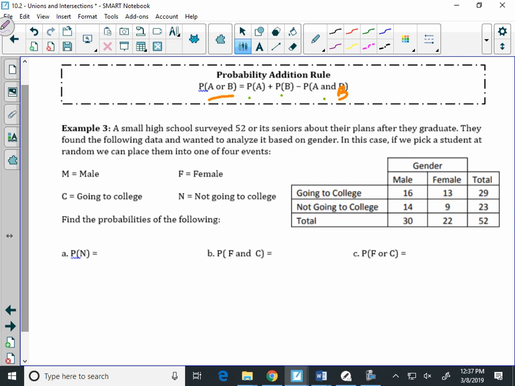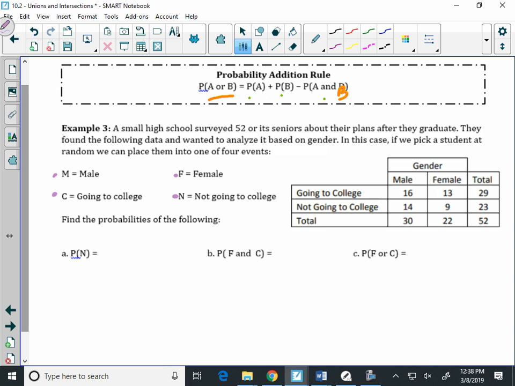In example 3, it says a small high school surveyed 52 of its seniors and their plans after they graduate. They found the following data and wanted to analyze it based on gender. In this case, if we pick a student at random, we can place them into one of 4 events. Okay? M stands for male, F stands for female, C stands for going to college, and N stands for not going to college. So we're going to use this table to find the following probabilities.